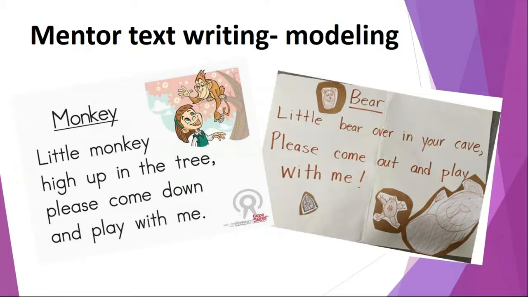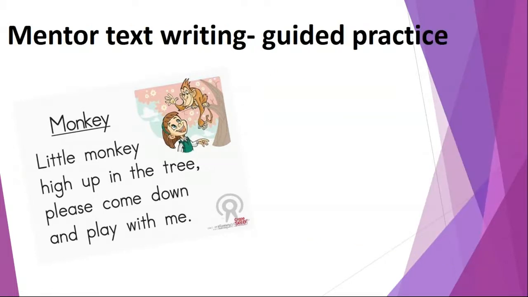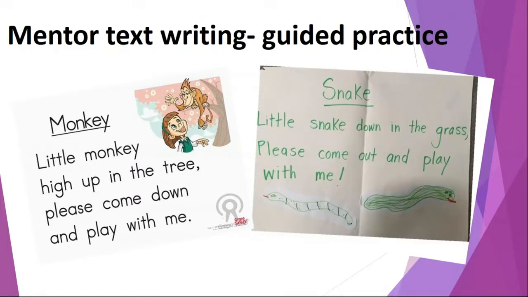After you've modeled this for your boys and girls several times, you might write a new poem with your boys and girls. So now we're going to move on to guided practice. And since your teaching point is about composing thoughts and not actually writing words on paper, you may want to control the pen during this guided writing. And in this situation, you'll provide opportunities for boys and girls to talk about an animal that they know about and brainstorm how to use the monkey poem again as mentor text. So together you might write about a snake and where the snake lives. Little snake down in the grass, please come out and play with me.